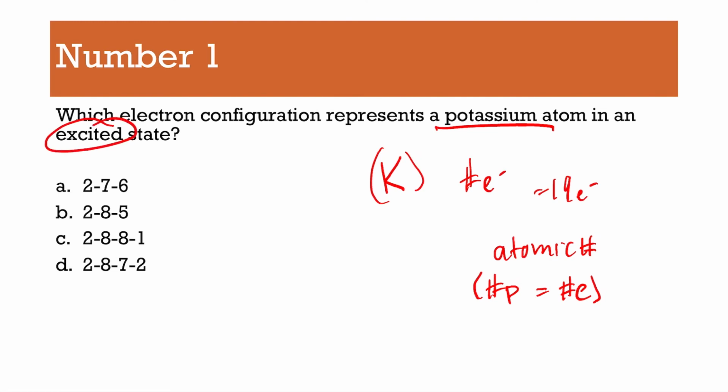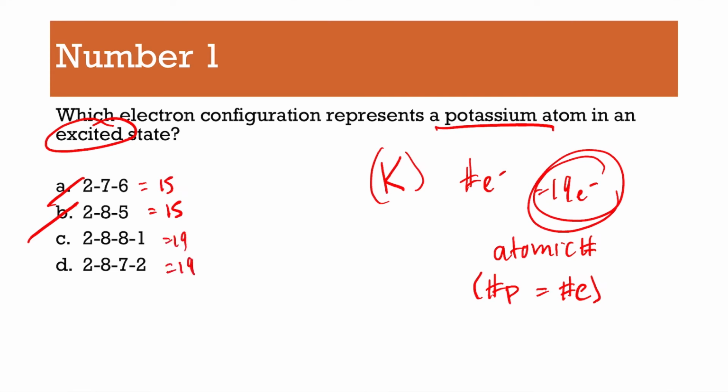If something is excited, all that happens is that an electron moves location. You do not lose electrons, you do not gain electrons. So if we were to add up all of these, A gives you 15, B gives you 15. So right off the bat, it can't be A or B, because we have to aim for 19 electrons. Now, C and D both give you 19.